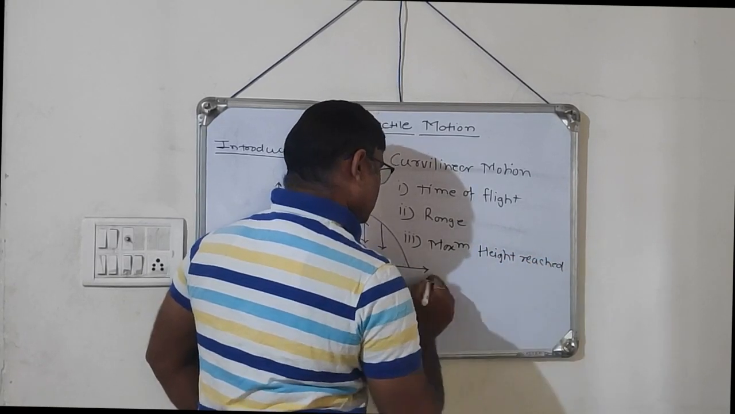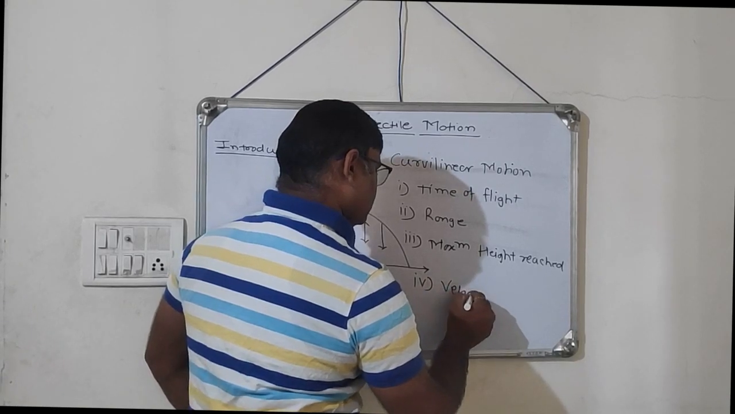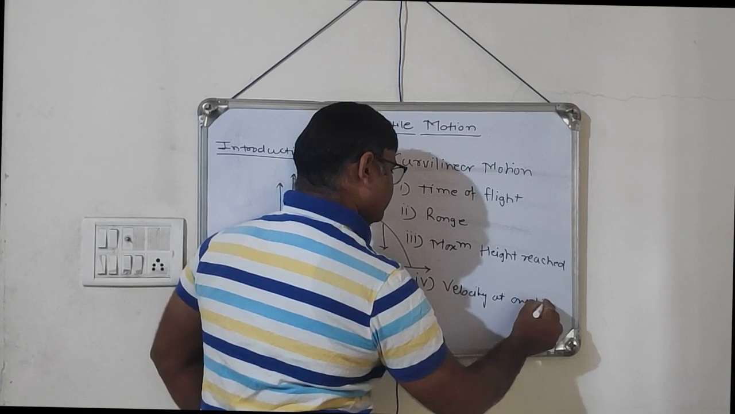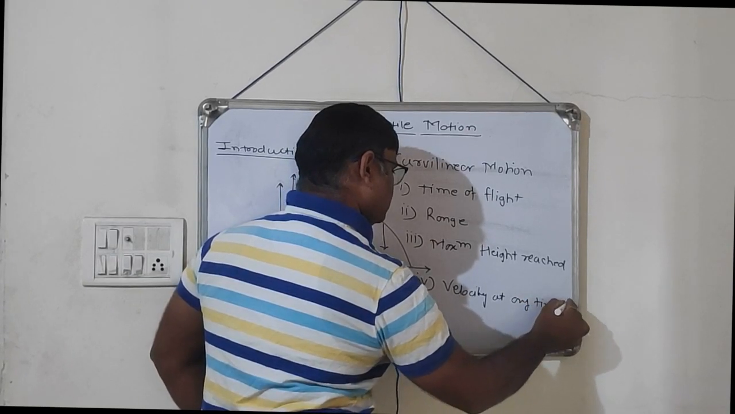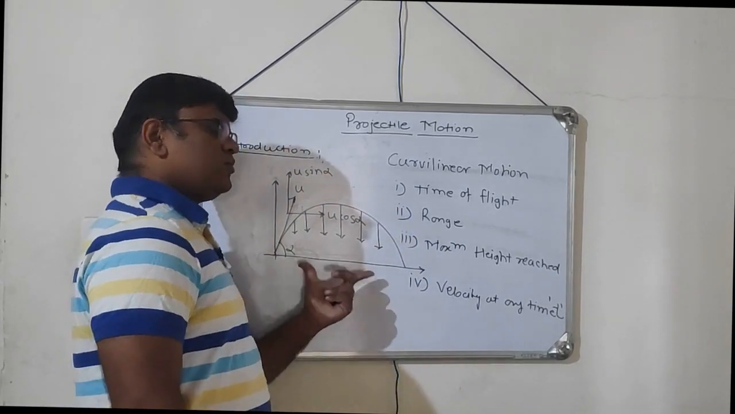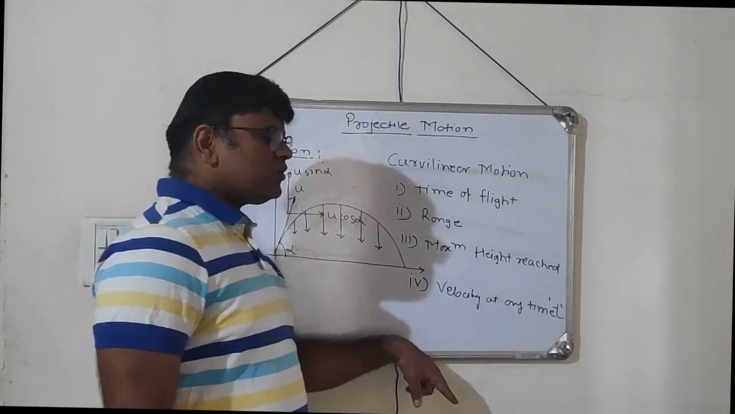Reached. The fourth unknown is velocity at any time t. These are the four unknowns we generally find out using the projectile motion. Now we will find out these unknowns.